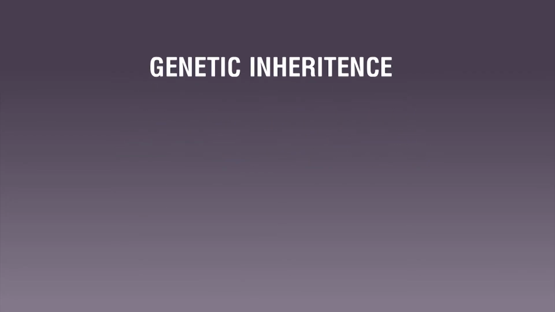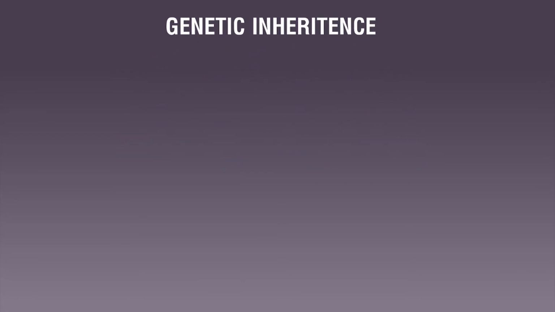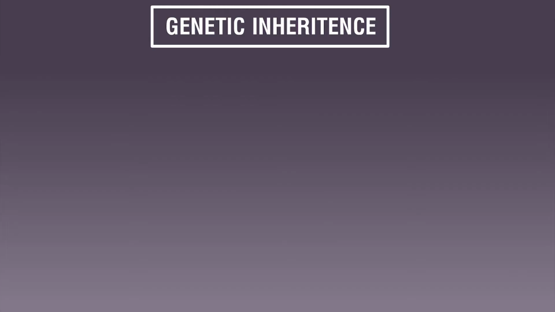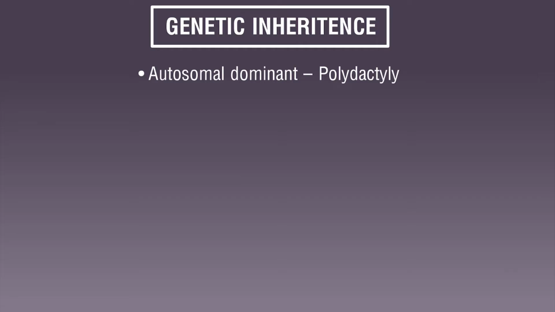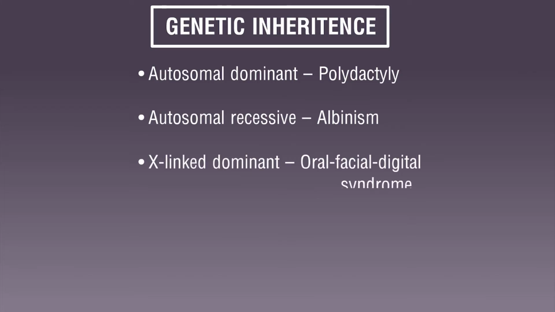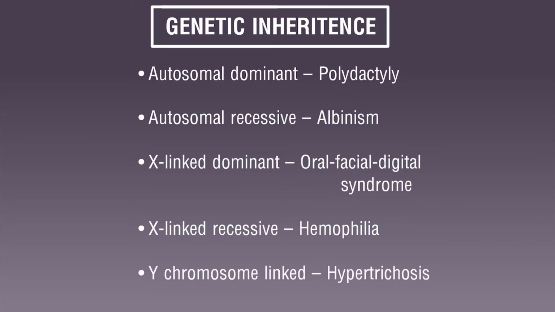Let us see the 5 different genetic inheritance and its disorder through pedigree chart. The 5 different genetic inheritance and its disorder are: 1. Autosomal dominant trait, polydactyly. 2. Autosomal recessive trait, albinism. 3. X-linked dominant trait, oral facial digital syndrome. 4. X-linked recessive trait, hemophilia. 5. Y chromosome linked trait, hypertrichosis.